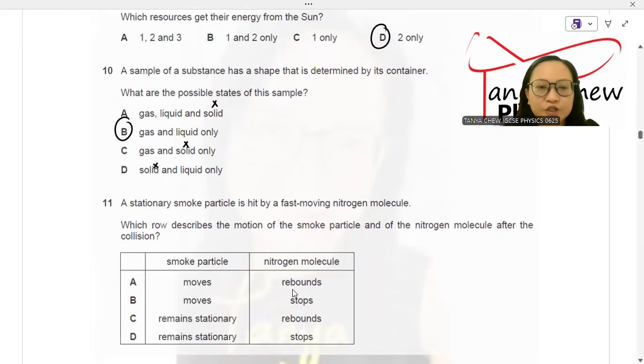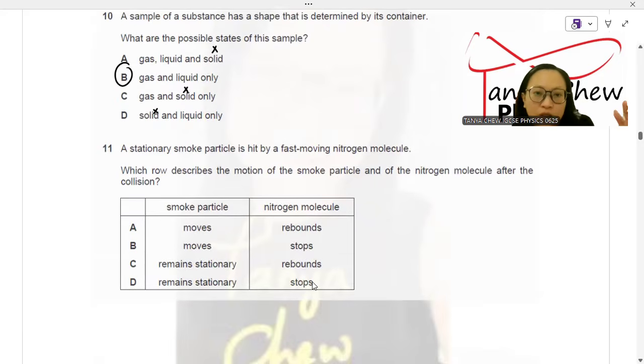Number 11, a stationary smoke particle is hit by fast-moving nitrogen molecules. Which row describes the motion of the smoke particle and of the nitrogen molecule after the collision? After the collision, because the fast-moving nitrogen molecule is hitting the stationary smoke particle, the smoke particle will have to move. And what happened to the nitrogen molecule? Because the nitrogen molecule is moving, I would say the nitrogen molecule will rebound. So A is the answer.